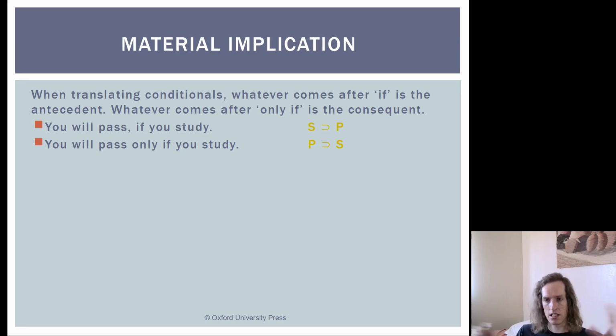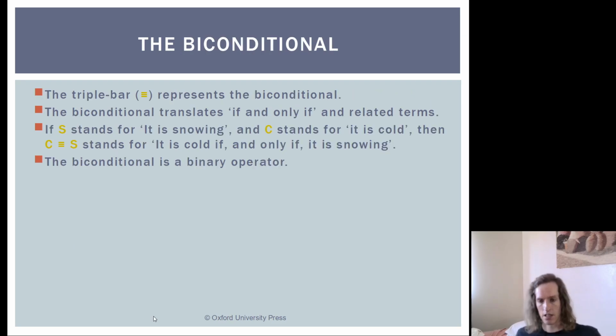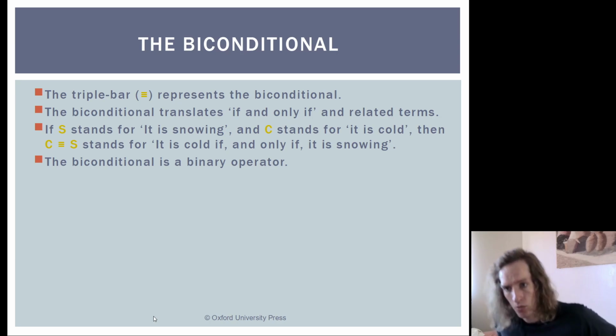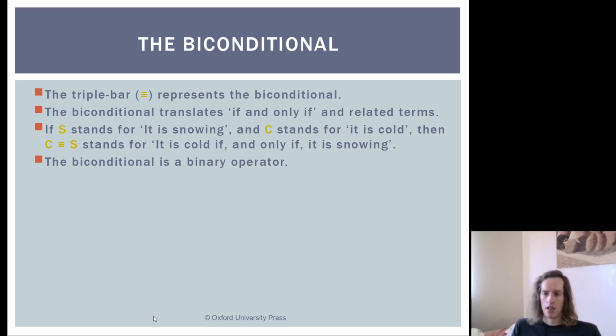All right. This again we'll talk about some more. This last operation here deals with ifs and only ifs as well. So the triple bar represents what we call the biconditional. The biconditional translates to if and only if. There's some other terms that the book gives, but if and only if is the most common one. So if S stands for it is snowing and C stands for it is cold, then C if and only if S stands for it is cold, if and only if it is snowing.